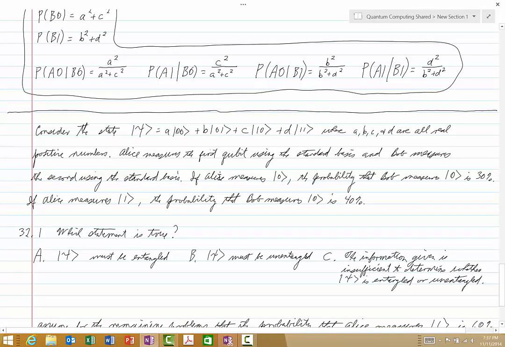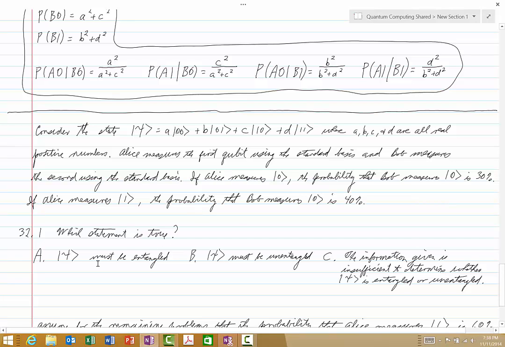And now we're told that if Alice measures a 0, the probability that Bob measures 0 is 30%. If Alice measures 1, then the probability that Bob measures 0 is 40%. And we have some questions. Now, as was explained in class, this first one is really very straightforward. It says which statement is true: psi must be entangled, psi must be unentangled, or the information given is insufficient to determine whether psi is entangled or unentangled.